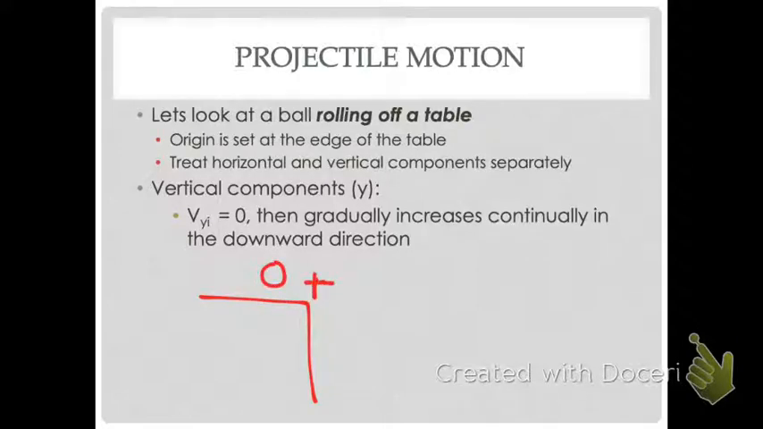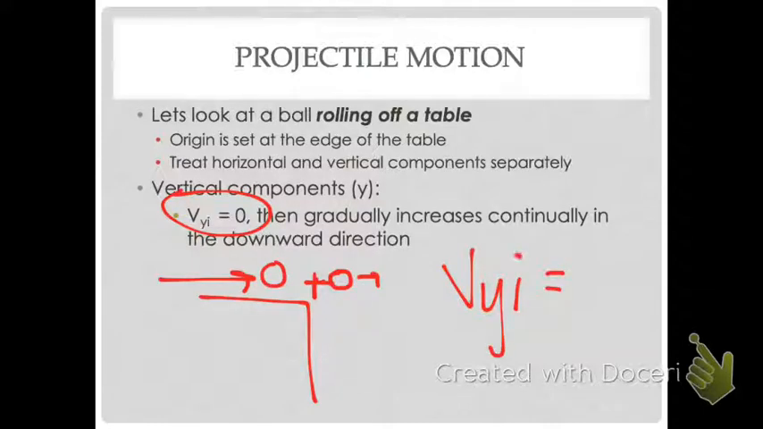the second it leaves the table, right, it has been moving purely horizontally. So the second it leaves the table, it's still only moving purely horizontal, until gravity can start pulling it down. Okay? So that means the second it leaves the table, that VYI is zero. What do you think VYI stands for? What do we know VI stands for? Initial velocity. So what do you think the Y part of it means?